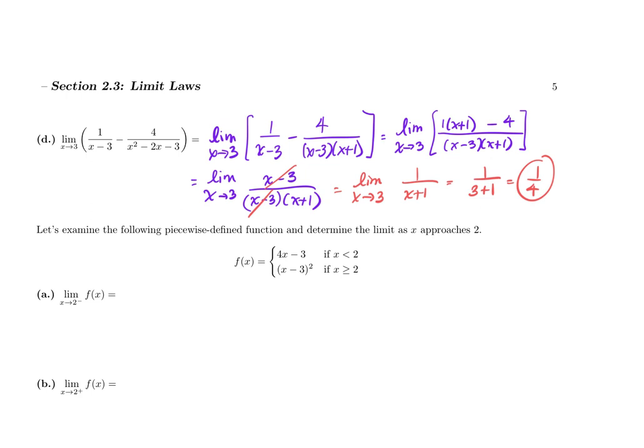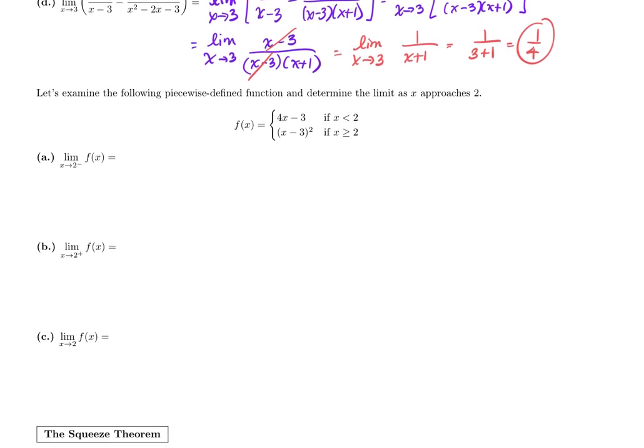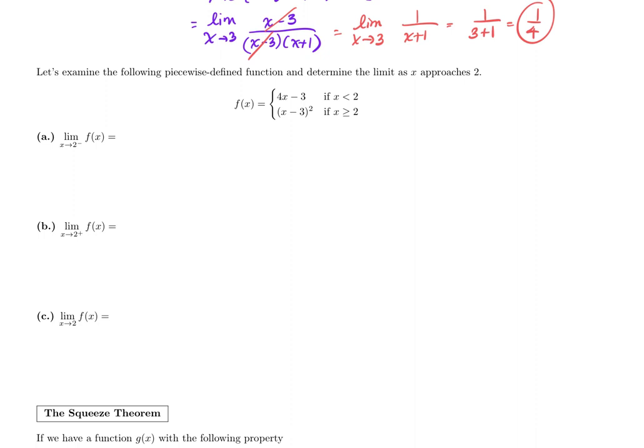For the last example in this section, it's actually a lot easier if we just graph it, because we were given a piecewise defined function where we have f of x equals 4x minus 3 if x is less than 2, or we have x minus 3 quantity squared if x is greater than or equal to 2. So let's graph this function.